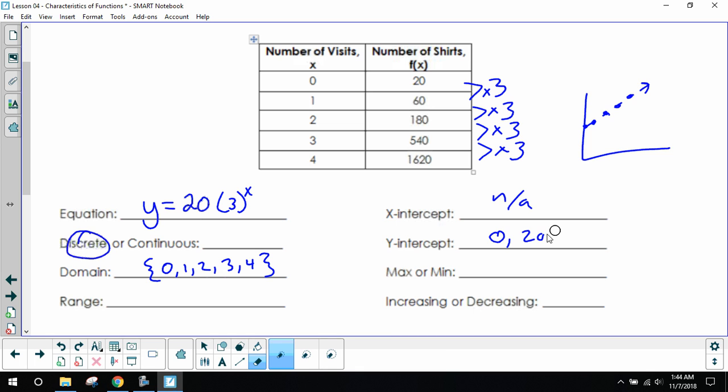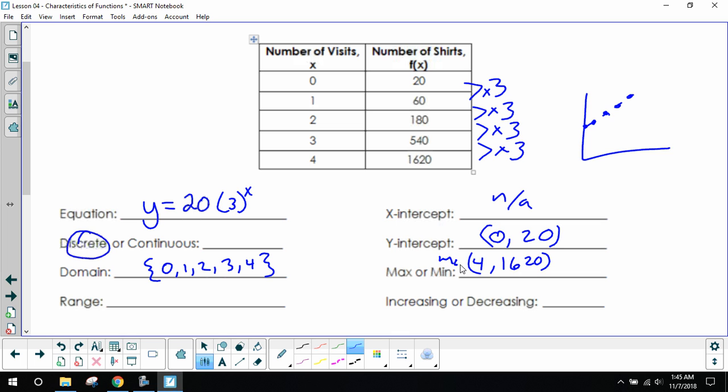Max. We're gonna say that in this situation, based on the table, our max is going to be at 4, 16, 20 would be our max. Minimum, again, basing this off the table, but it makes me wonder, does this table keep going?